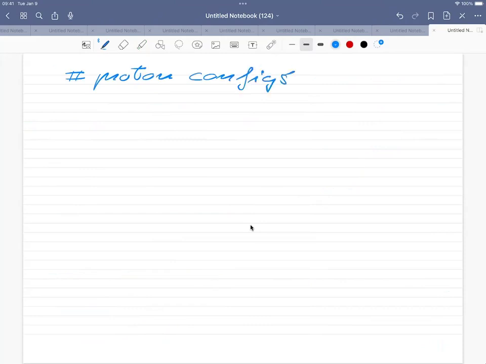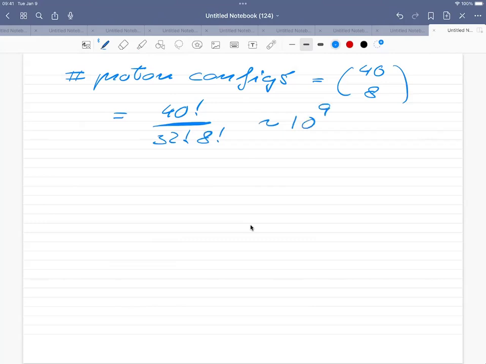in that case, this is equal to the combinatorial factor of 40 and 8. So we have 40 single particle slots. And when we do the math here, this should give us 40 factorial over 32 factorial times 8 factorial, and this is roughly 10 to the 9. So even for this small space, this is a huge number of determinants.